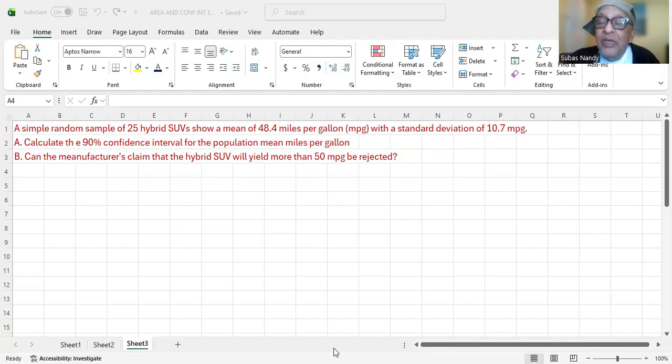What does it mean? If I repeat this experiment 100 times with 100 sample data, and construct 100 intervals with this method that I'm going to use right now, 90 of those intervals will contain the actual population mean. So the confidence level is the effectiveness of the method that I will use. Point to be noted, here the sample mean and the sample standard deviation are known. Population standard deviation is not known.